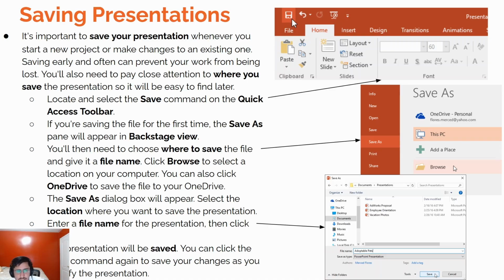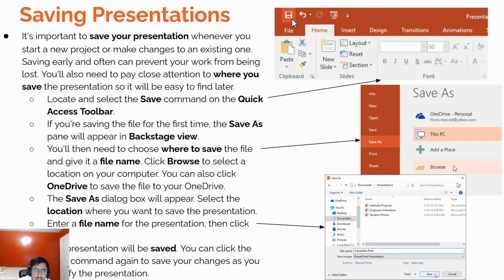So how do we do this though? We go to the Save command, so File, backstage view, then we go to Save As. Then we'll get a dialog box that opens up, and we need to choose where to save the file. We can click Browse to choose a location on our computer, or you could go to OneDrive right here. The Save As dialog box will appear. We select the location where we want to save the presentation, enter a file name, and then click Save. The presentation will be saved, and you can click the Save command again to save your changes as you modify the presentation.